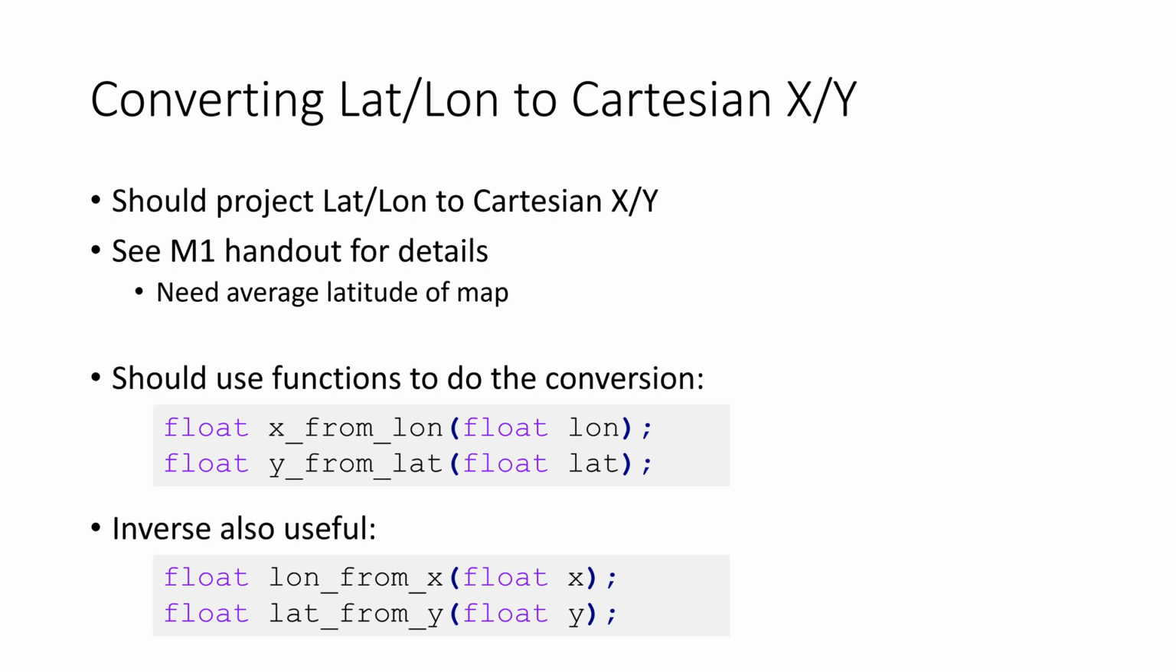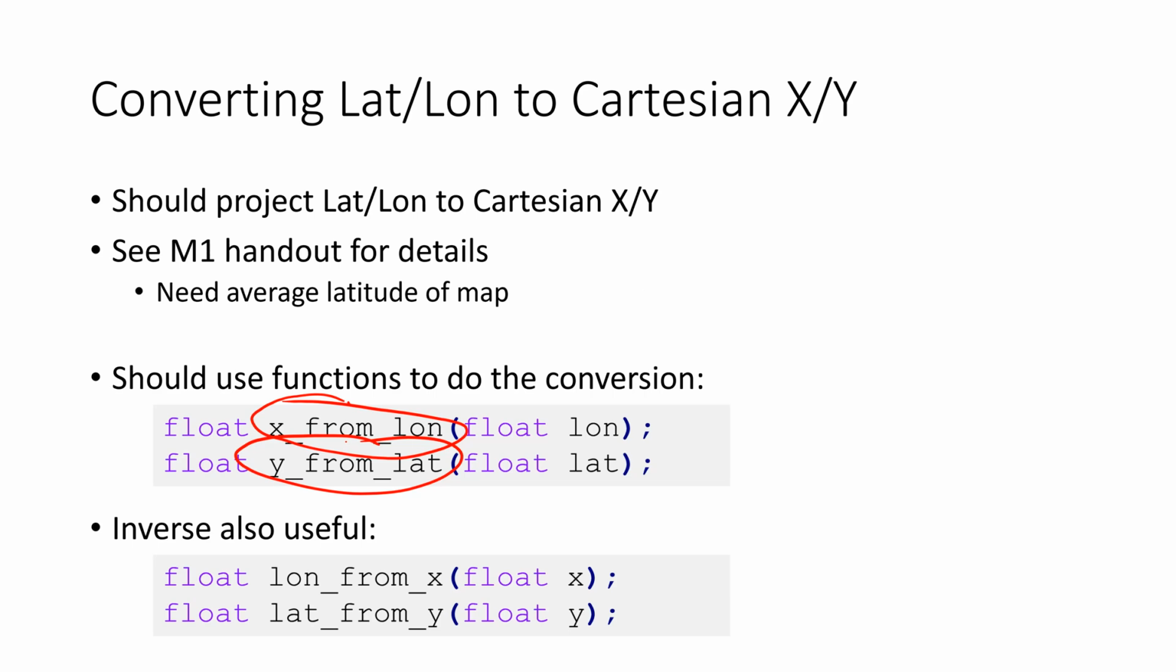You don't want to write that code all over the place. It's not a super complicated formula, but you're going to wind up converting various things. So don't write that code all over. You want to make a helper function. What we've done is made a couple of helper functions: one that gets an x coordinate from a longitude and one that gets a y coordinate from a latitude.